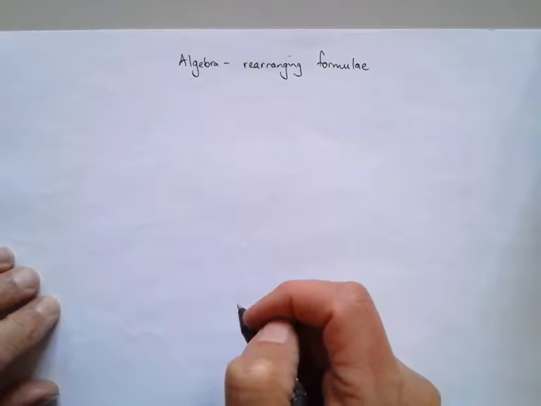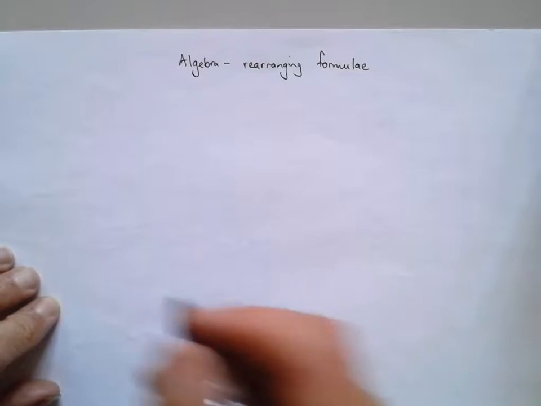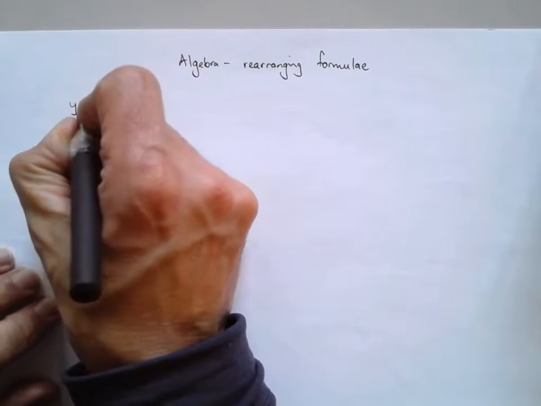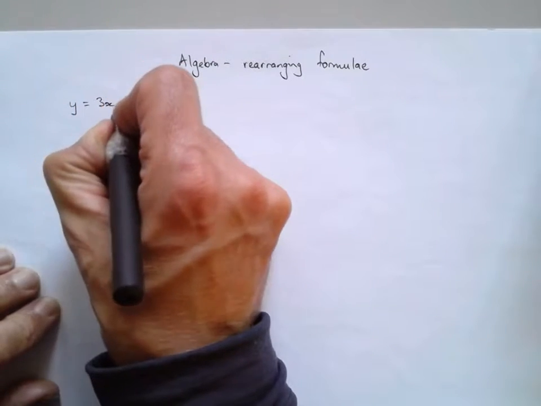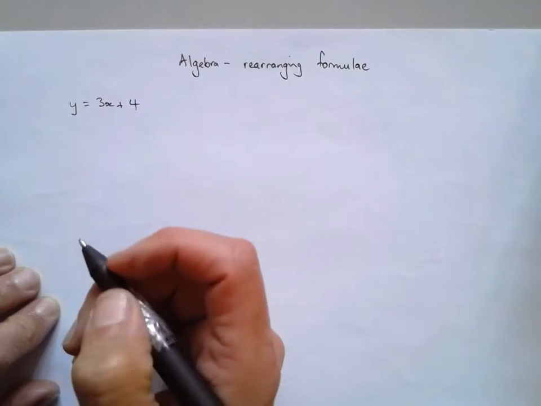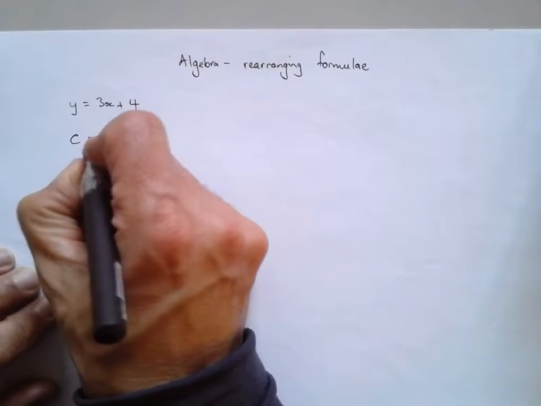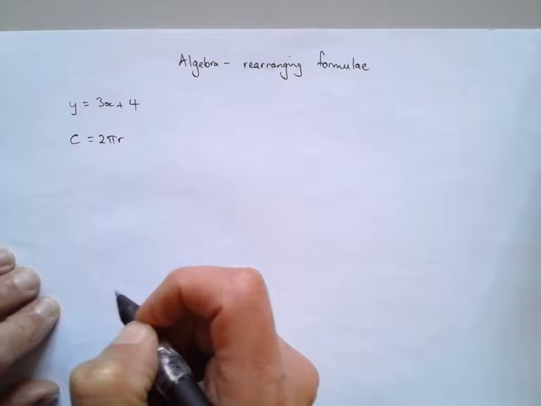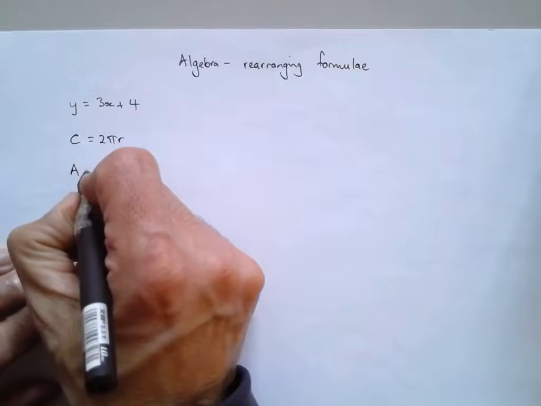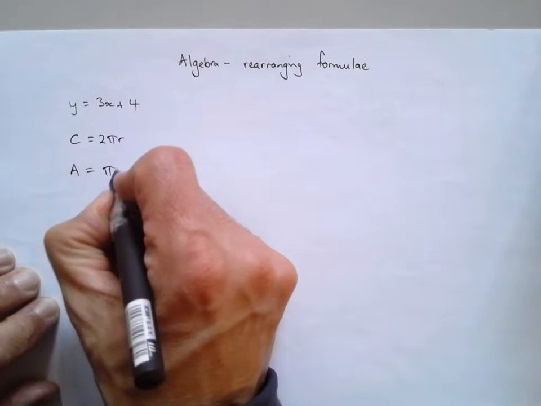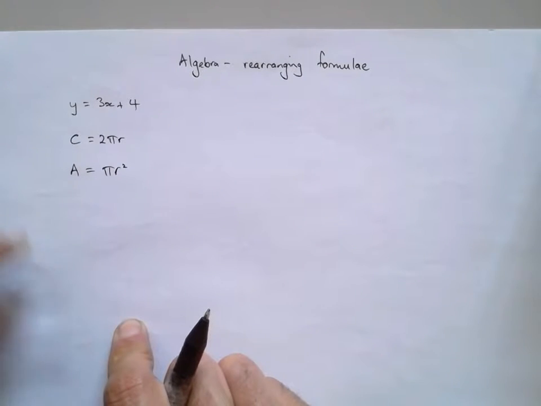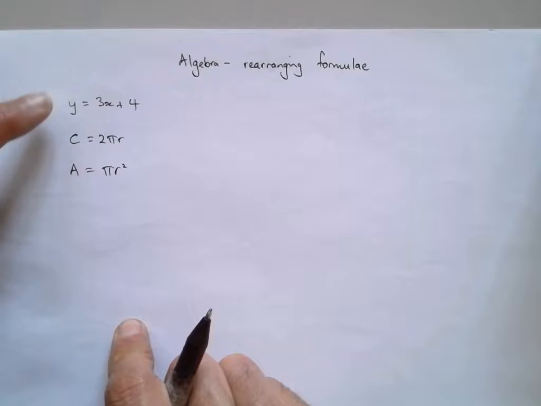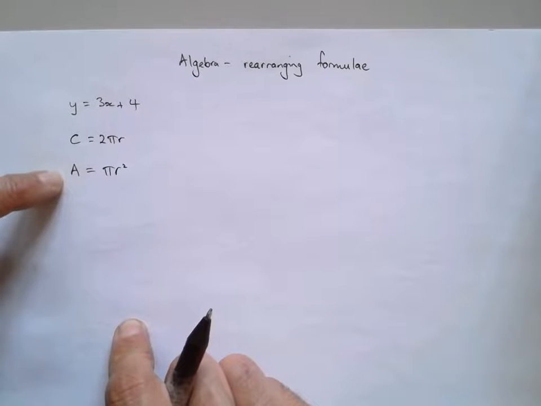In mathematics, a lot of the time we'll be given a formula, something like, for a straight line, for instance, y equals 3x plus 4, or the circumference of a circle equals 2 pi r, or A, the area of the circle, equals pi r squared. We say that in this case y is the subject of the formula, C is the subject of the formula here, and A is the subject of the formula here.